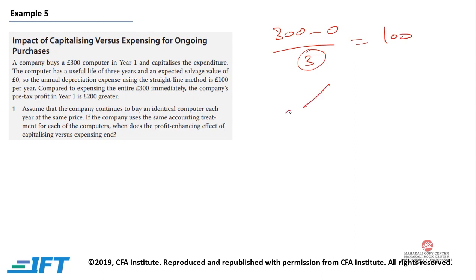Now we have two scenarios, either we are capitalizing or we are expensing. So compared to expensing the entire 300 immediately, the company's pre-tax profit in year 1 is 200 greater. Rightly so, because over here only 100 is being deducted as your depreciation, and over here the total 300 would be deducted as the purchase price of your computer.